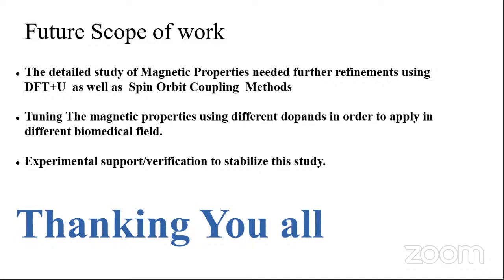The detailed study of magnetic properties can be refined by using DFT plus U as well as spin orbital coupling. This is a very good method to study magnetic properties, and to tune the magnetic properties using different dopants. As I have mentioned, in a buckyball there are no magnetic properties, but when we use a proper dopant, one can get magnetic properties induced there. And some experimental support to verify our result is also very important.